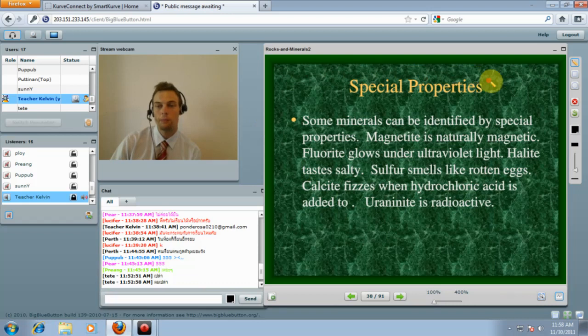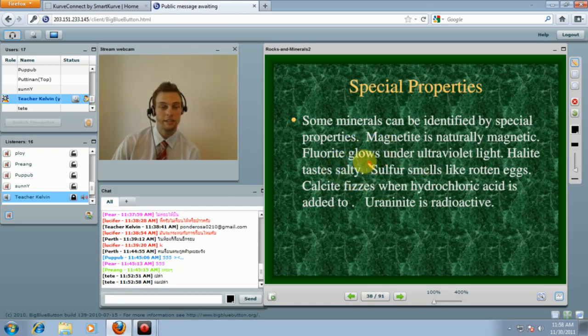So special properties, this is kind of just a way of saying everything else that we use to find out what minerals are what. Magnetism. Some minerals are much more magnetic than other minerals. Certain ones glow under fluorescent light. So if you take your fluorite and you put it under some ultraviolet light, it'll glow a certain color.